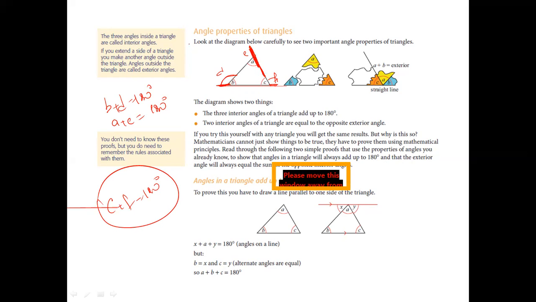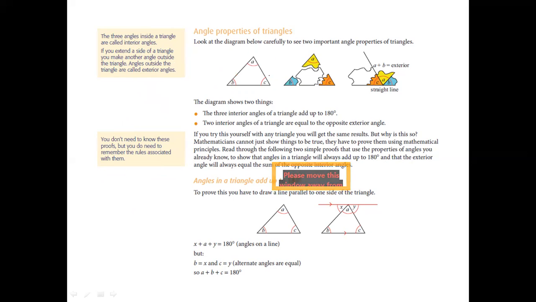Okay. Look at the diagram below carefully to see two important angle properties of triangles. The diagram shows two things. The three interior angles of a triangle add up to 180. A plus B plus C is 180. Two interior angles of a triangle are equal to the opposite exterior angle. It's very important. For example, what was the exterior angle of B? It was D.